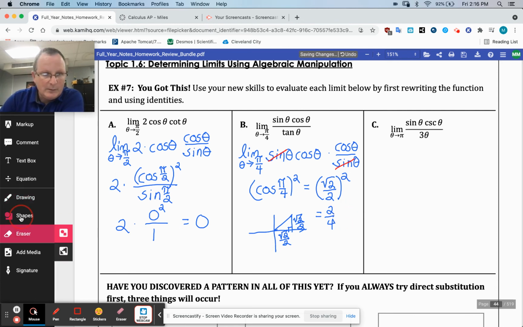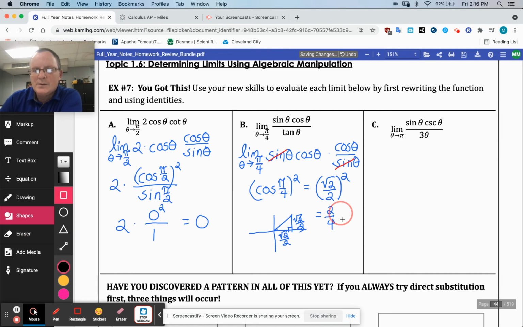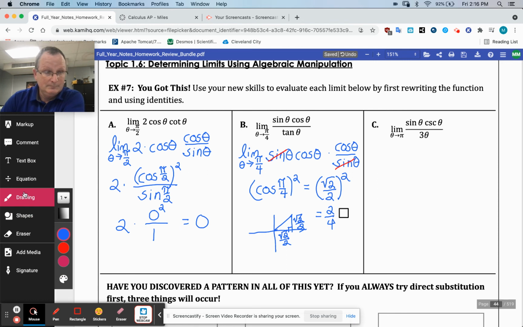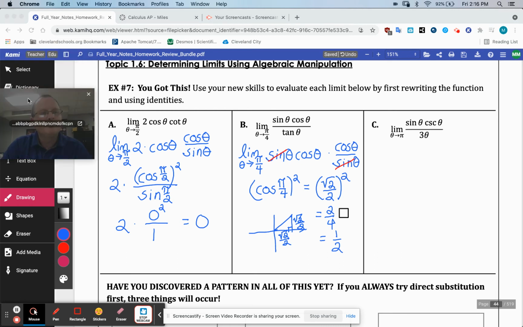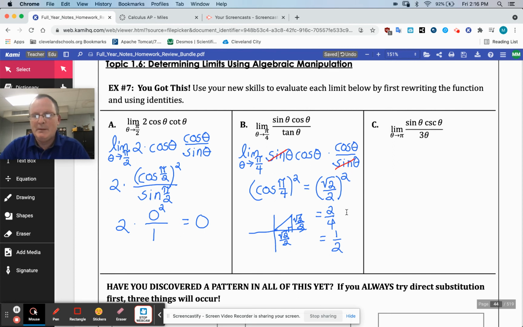It's a little bit annoying, with a random box just sitting there. Okay, cool. All right, so there we go. So that one's 1/2. All right, then on the next one, we've got a cosecant. Well, that's interesting. All right, so let's rewrite that one.